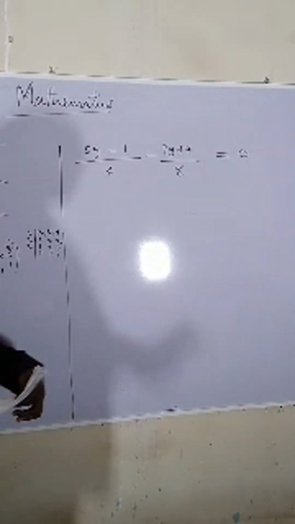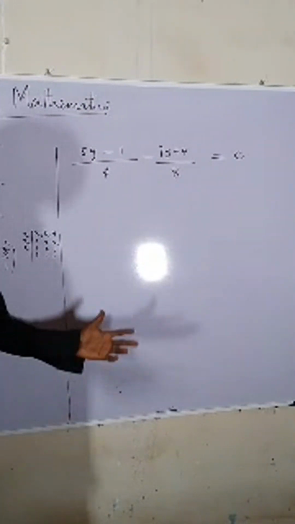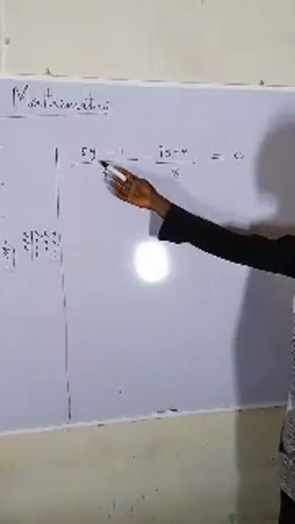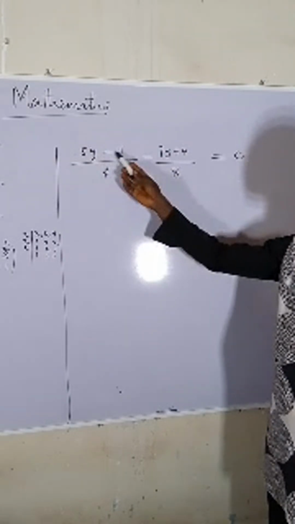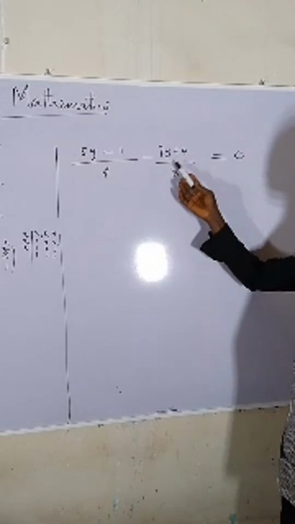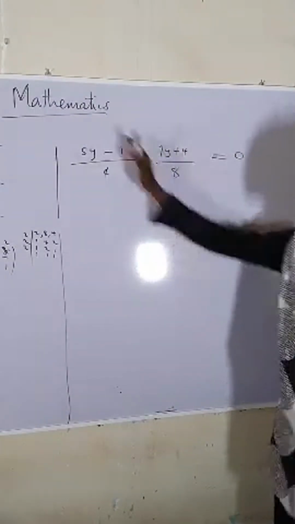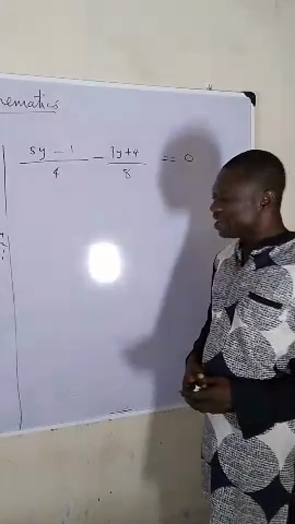Remember that when everything is equal to 0 here, what it simply means is that we are looking for the value of y such that when we place the value here, multiplied by 5, take 1 from it, place it here multiplied by 7, add 4 to it, whatever we're going to get from taking this whole expression from this, we get 0. Let us do that.